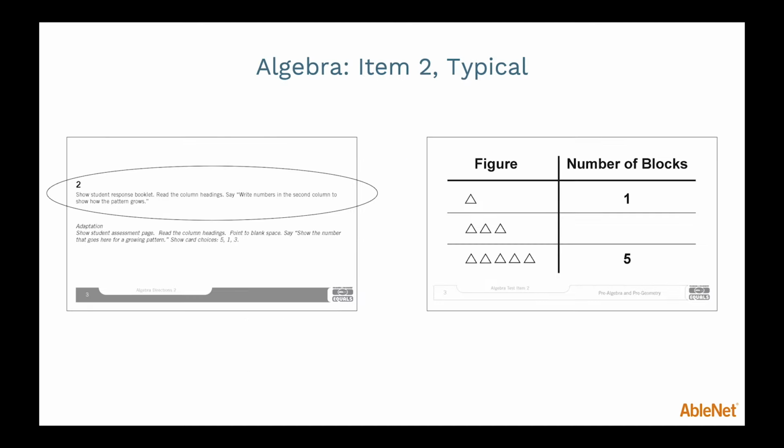Let's take a look at an example from the assessment. This is item 2 from the algebra subtest. The item number is located directly above the instructions for the problem. In this example, the directions state, "Show the student response booklet." On the back pages of the response booklet is where students can show written work if the question calls for it.